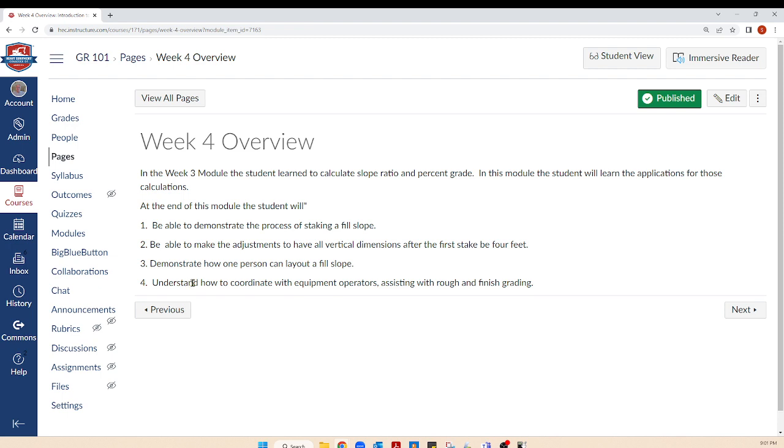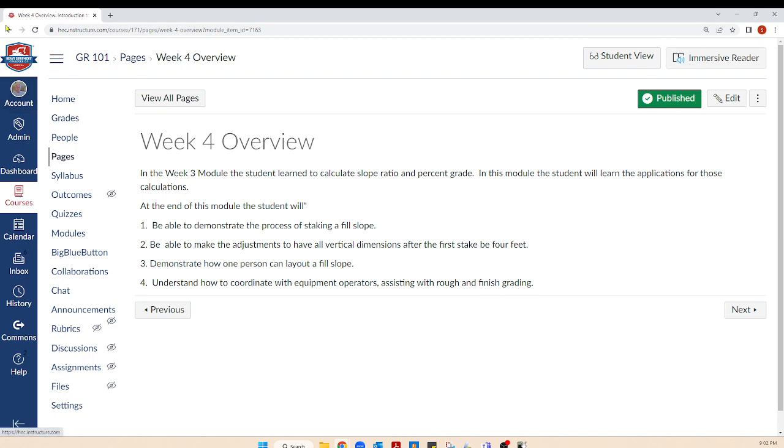And I think coordinating with the equipment operators, assisting with rough and finish grading, I think we talked about that in week 3. I'm not for sure, that may have got dragged over here somehow. But anyway, if it comes up in here, we'll address that. But I really don't think it's part of what we're doing here. But we'll get into it if we need to.